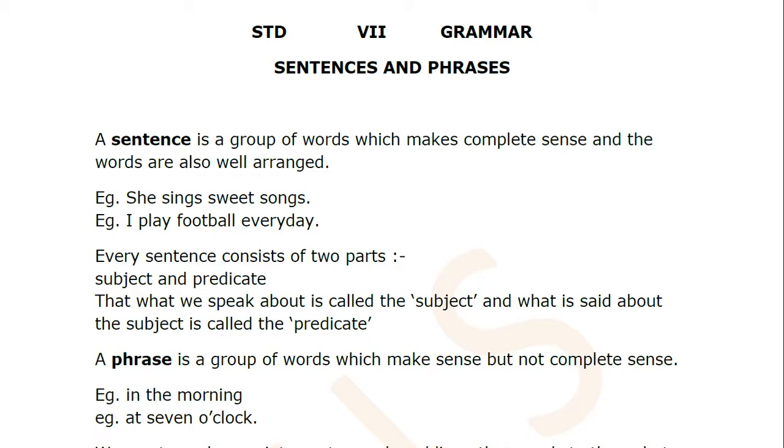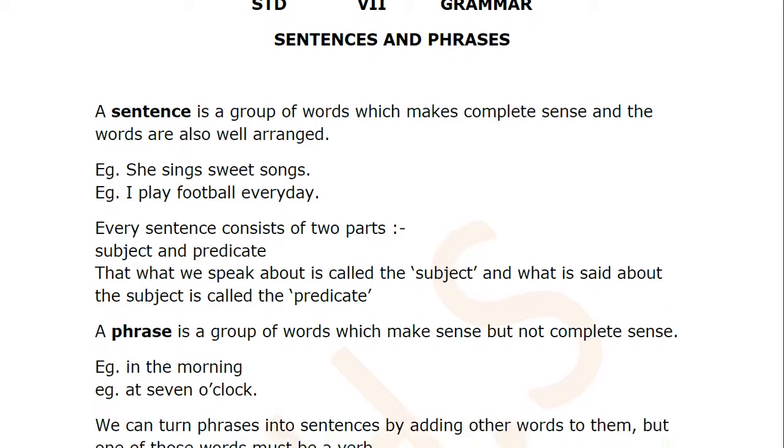Every sentence consists of two parts, subject and predicate. What we speak about is called the subject, and what is said about the subject is called the predicate. So whom you are talking about, that is the subject. Whom you are talking about, some action is being done, and who is doing that action, that person you are talking about, that exactly is your subject. And what you're telling about the person or what action he has done, that is your predicate.